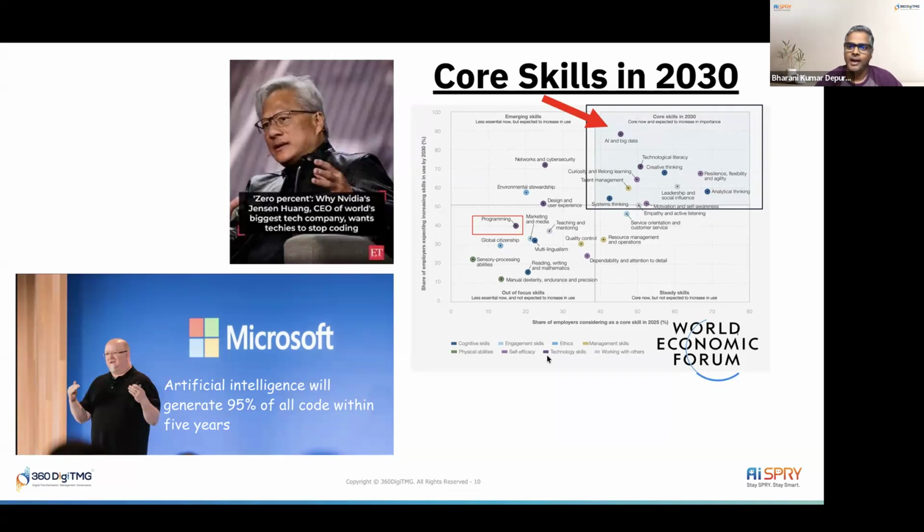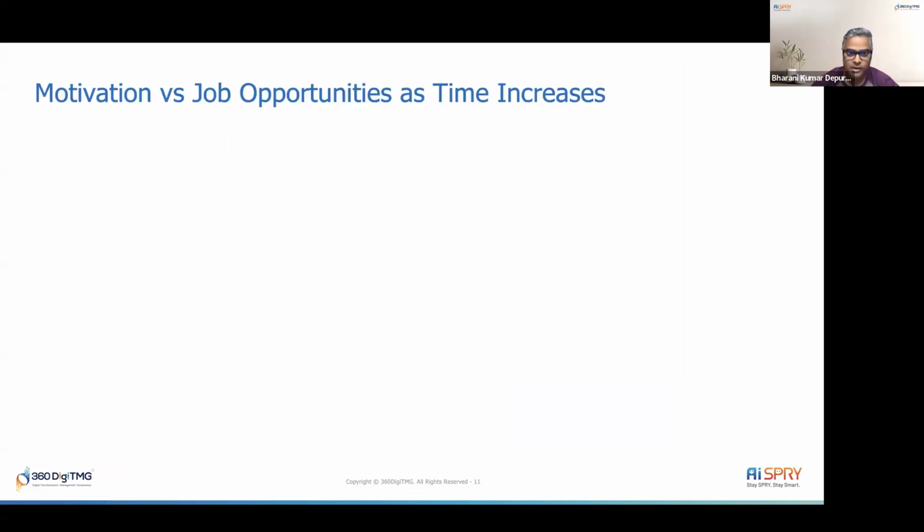And the World Economic Forum is telling this, that out of focus skills will be programming skills. So those people who feel that they want to install Python and start writing code right from basics, they will not get a job. No doubt about that. Focus on AI and big data. Focus on creative thinking. Focus on analytical thinking, systems thinking. Okay, next.